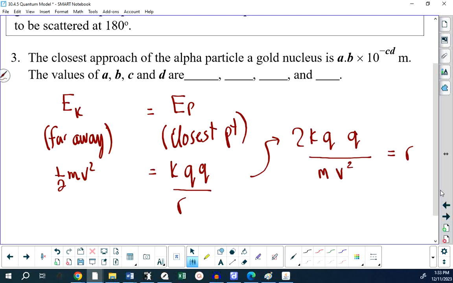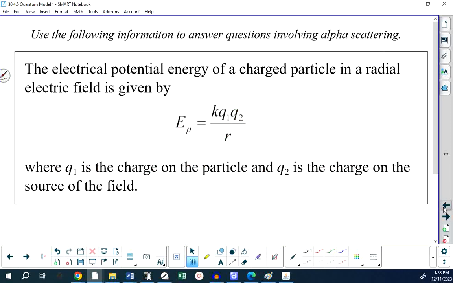Yeah. Is it KQQ or just KQ? It's KQQ. Do you not have KQQ on your handout? I don't think so. I'll look later. Oh, I'm looking at a different one. It's good. Are they both there? I was looking at my formula sheet, but it was different.